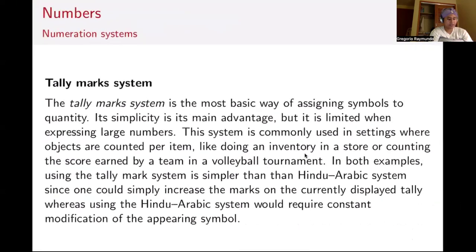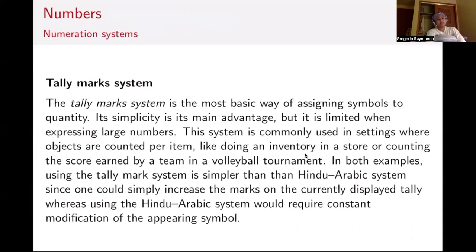So ito yung mga numeration system. Ano ang tally marks? Tally mark system is the most basic way of assigning symbols to quantity. Its simplicity is its main advantage, but it is limited when expressing large numbers. This system is commonly used in settings where objects are counted per item, like doing an inventory in a store or counting the score earned by a team in a valuable tournament.